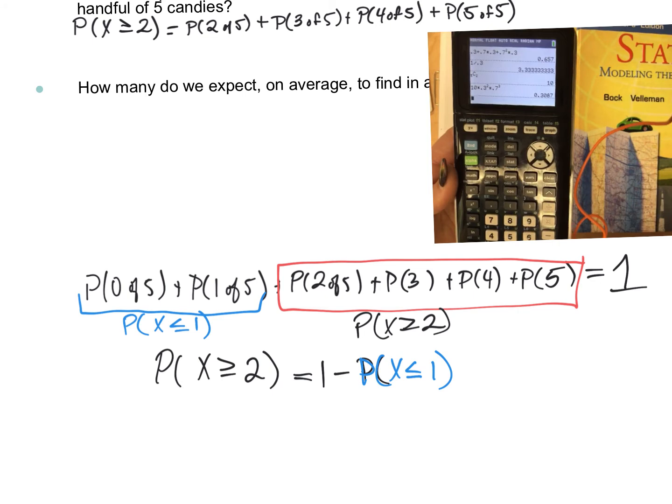This is usually the part that messes people up, because when we do it, we have to change. We want greater than 2, we have to realize I have to do less than 1. If I want greater than 3, I have to do 1 minus less than 2. If I want greater than 4, I have to do 1 minus less than 3. So that I'm including the 4 in my answer. I'm including the 3 in my answer.